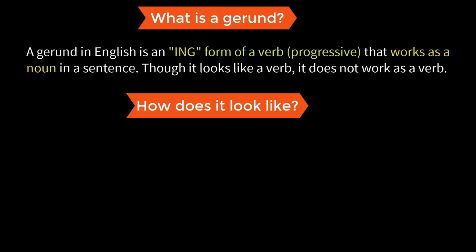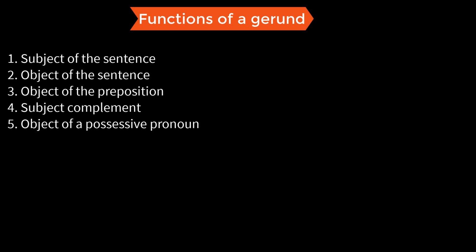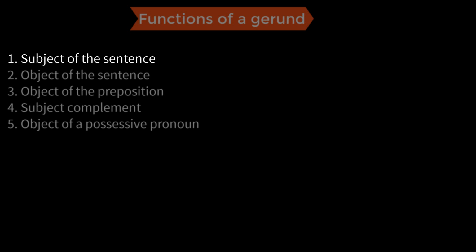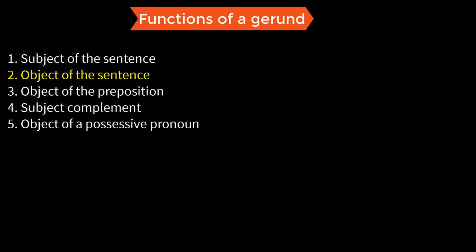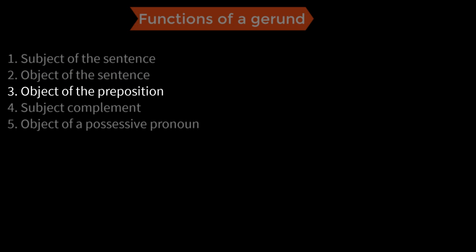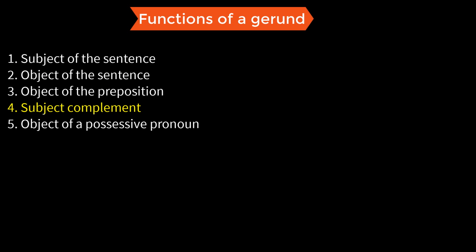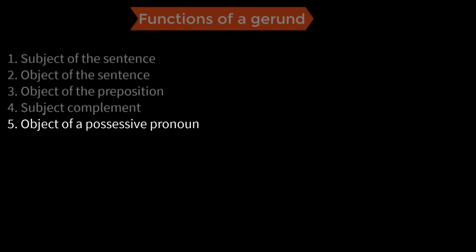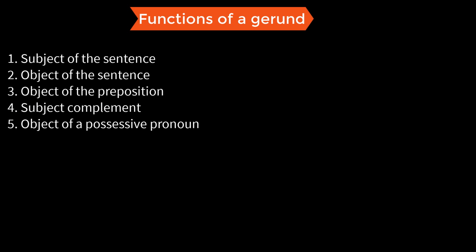Now let us understand the various functions it performs within a sentence. It performs five major functions. Number 1, it acts as the subject of a sentence. Number 2, it acts as the object of the sentence. Number 3, it acts as the object of a preposition. Number 4, it can act as the subject complement. And number 5, it can act as the object of a possessive pronoun. These are the five places it takes within a sentence.